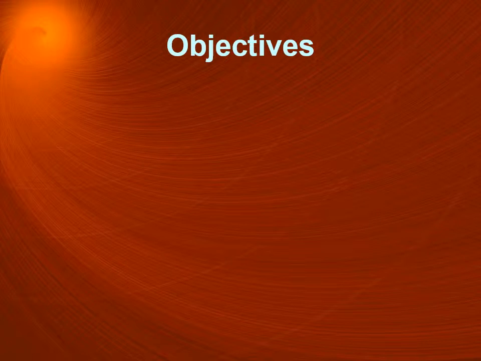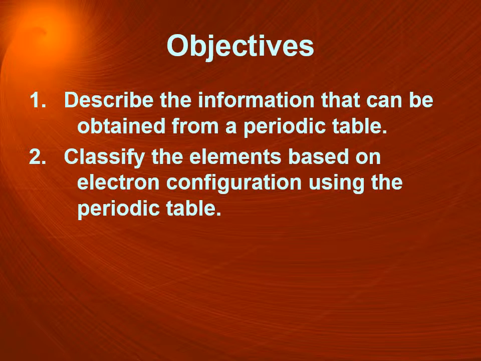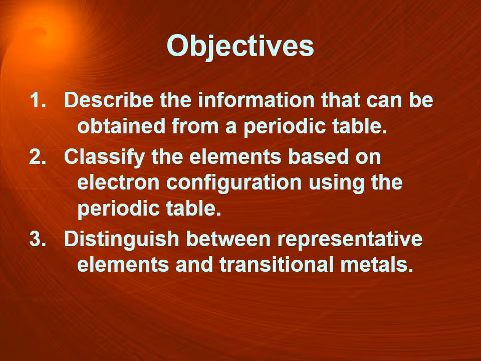Our objectives for this part of our discussion of the periodic table will include a description of the information that can be obtained from a periodic table, some classification of the elements based upon the electron configuration, again using the information obtained from the periodic table, and distinguish between representative elements and the transitional metals. Along with this, we will look at some of the properties of each of these.